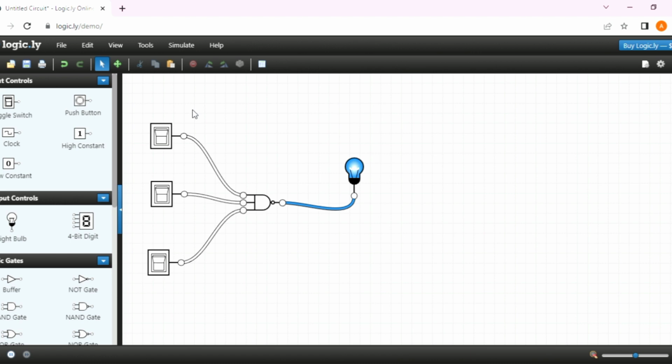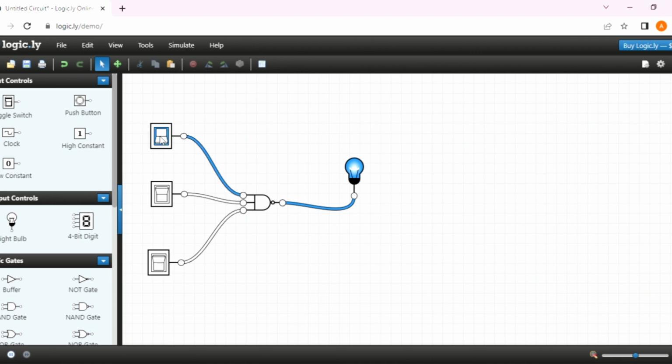When A, B and C are 0, the output is 1. When A is 0, B is 0 and C is 1, the output is 1. When A is 0, B is 1, C is 0, the output is 1. When A is 0, B is 1, C is 1, the output is 1.